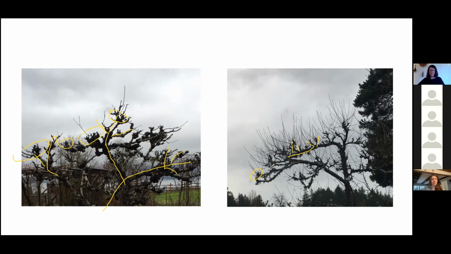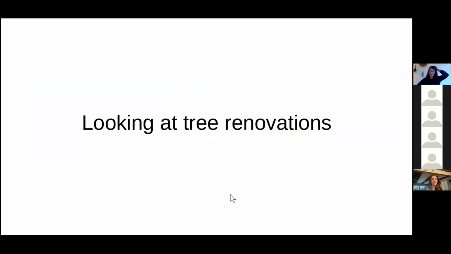Okay. Great. So I have some photos of tree renovations, and they look at the whole tree, not just little components. I wonder if we can look at some photos of people's trees first before we get into this.